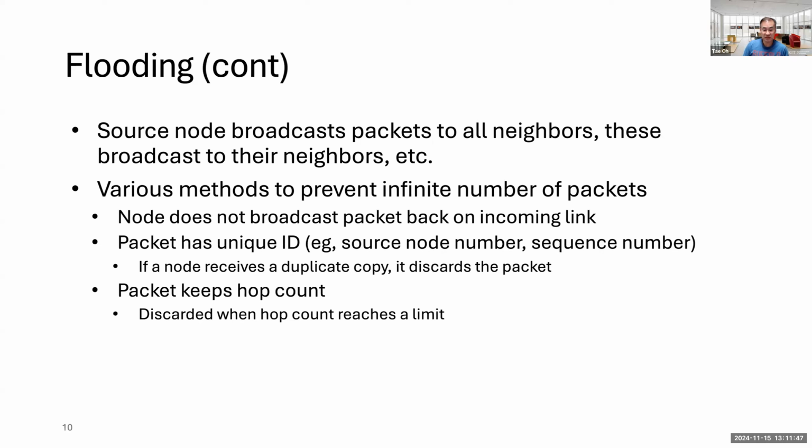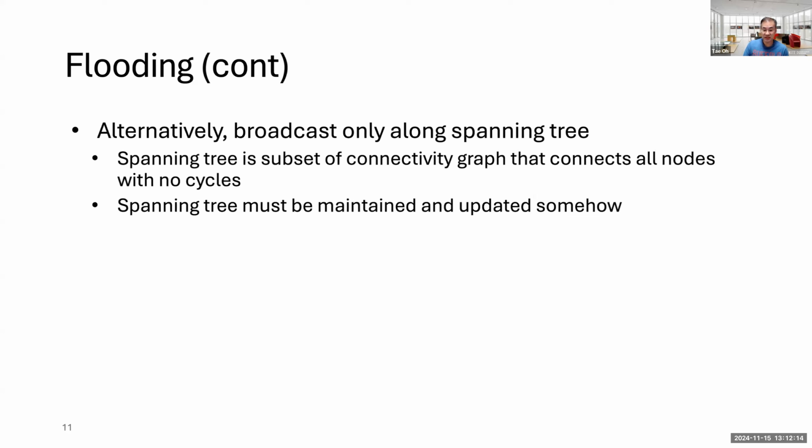The source node broadcasts packets to all the neighbors, and those broadcast to their neighbors again. There are various methods to prevent an infinite number of packets. For example, if a packet goes through a certain number of hops, it is destroyed. That is called the hop count. Alternatively, it broadcasts only along the spanning tree. A spanning tree is a subset of a connectivity graph that connects all the nodes with no cycle. The spanning tree must be maintained and updated somehow.